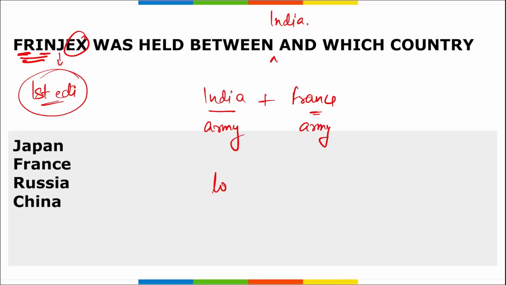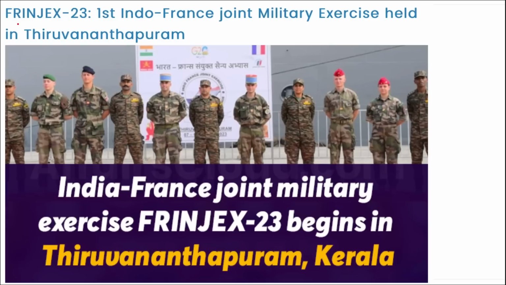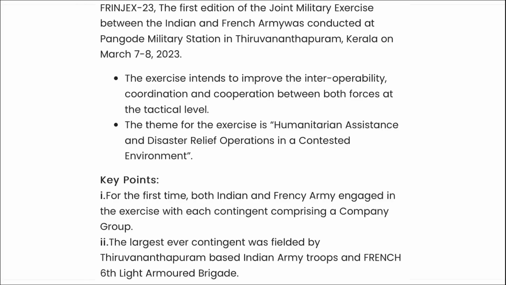Now another question can be asked: what is the location where this Fringex was held? It was in Trivandrum, Kerala. Alright, here you can say the correct option is France, and it is the Fringex 2023, the first Indo-French joint military exercise. It was held in Trivandrum, Kerala. Alright, important, take a note. The exercise intends to improve the interoperability, coordination, and cooperation between both the forces. It will be on 7th and 8th of March in Trivandrum, Kerala.